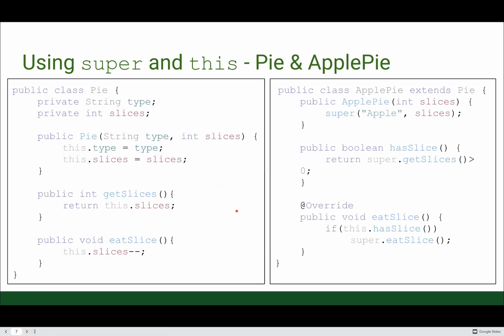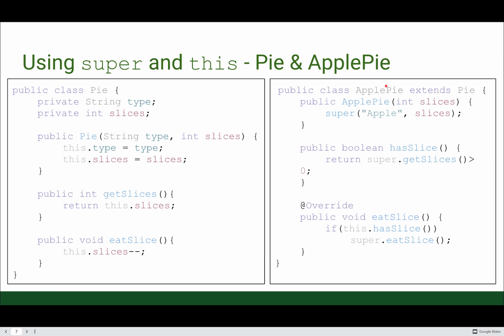Let's look at a different example. We have pie and apple pie. In our pie class, we have a type and a number of slices. We have our constructor to initialize those things. We have a method to return the number of slices, and we have a method to eat a slice, where we subtract one from its value.